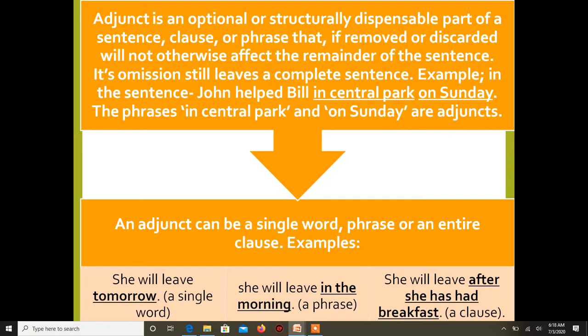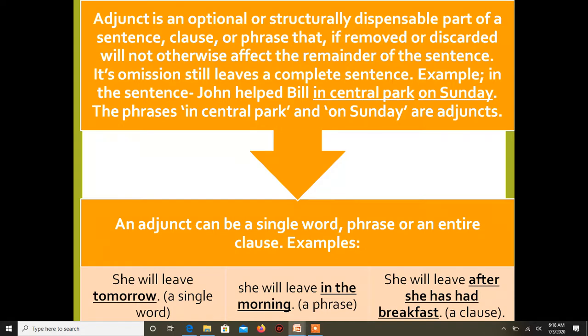Like I said, when you remove an adjunct from a sentence, the sentence still retains its meaning. The only thing is that the adjunct adds additional meaning to the sentence. That is why we can say John helped Bill, and we have a correct sentence. The addition of in Central Park is just showing us the place, and on Sunday is showing us the time. That's why we say if you remove the adjunct in Central Park on Sunday, it will not affect the meaning of the sentence.